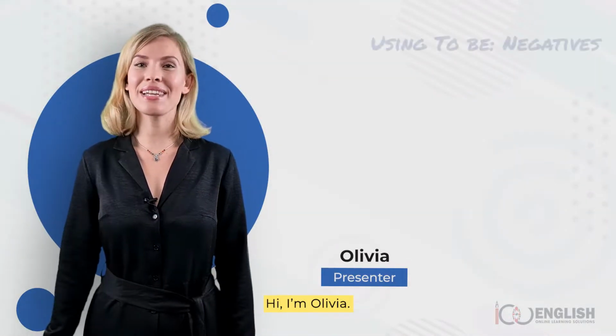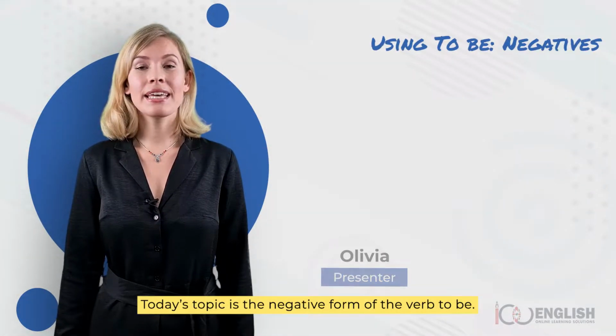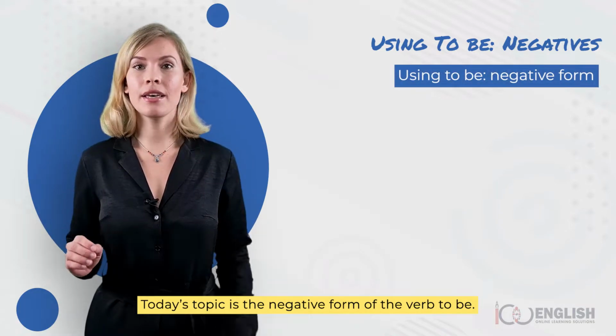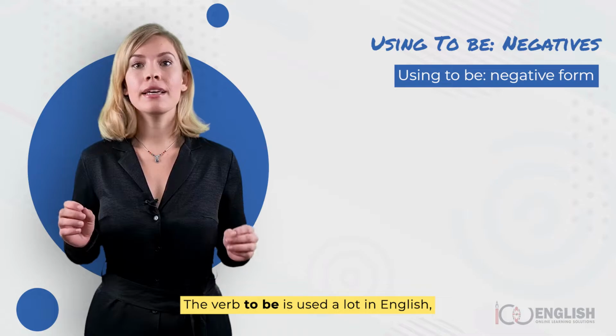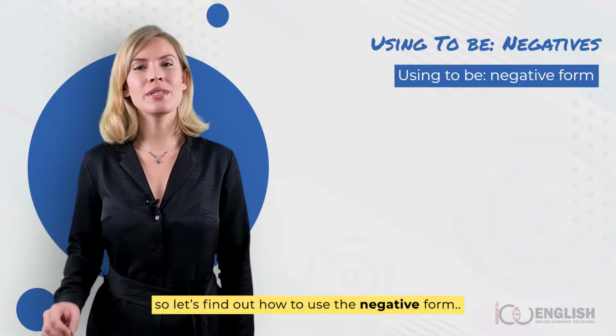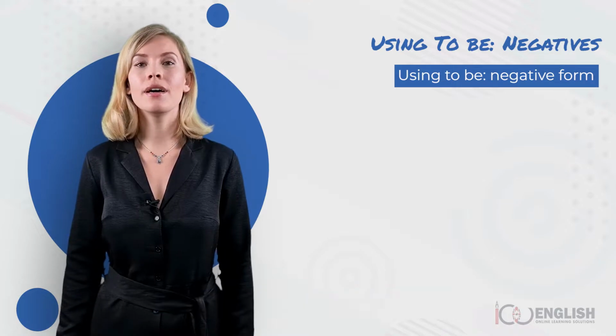Hi, I'm Olivia. Today's topic is the negative form of the verb to be. The verb to be is used a lot in English, so let's find out how to use the negative form.